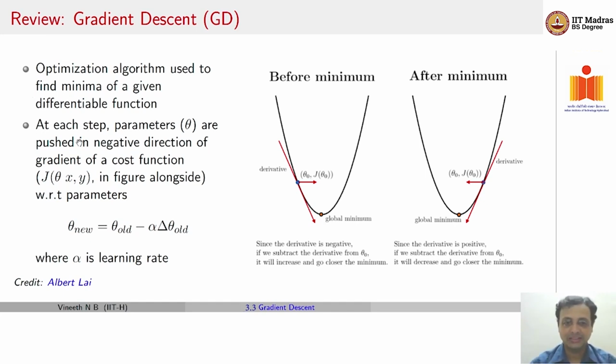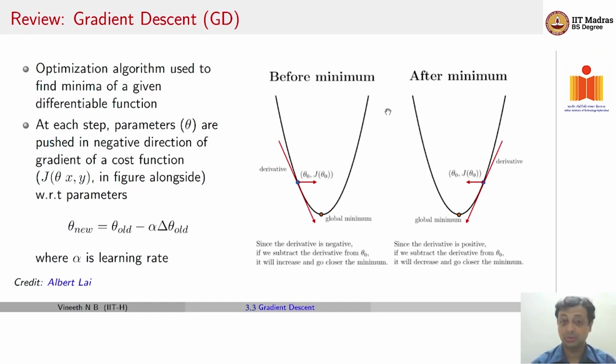And when we use gradient descent, at each step, parameters are pushed in the negative direction of the gradient of a cost function or error function or loss function, whatever we choose to call it. And the parameter update rule is given by: the new parameters are the old parameters minus alpha, which is your learning rate or step size, times the change in the parameters.